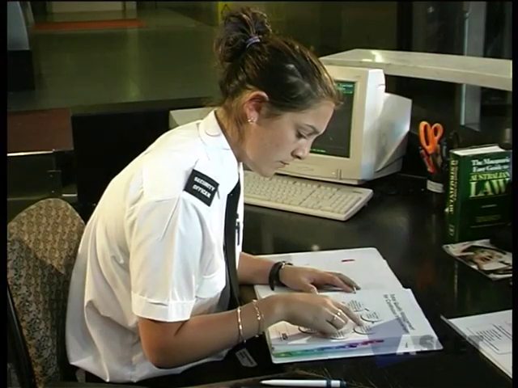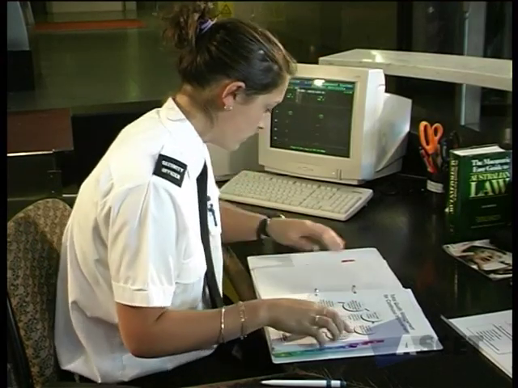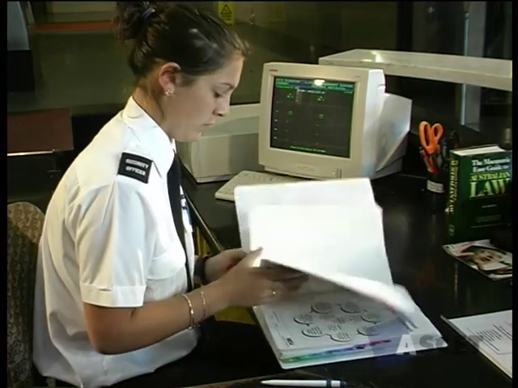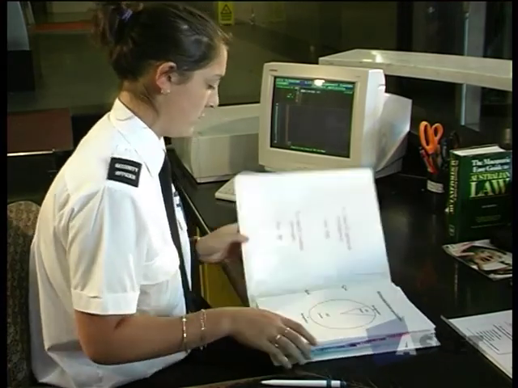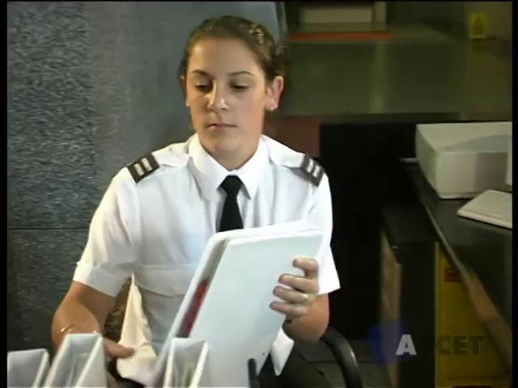All documentation should be organized so records can easily be found when required. It should also be well presented so that it is legible to anyone who needs to read it.